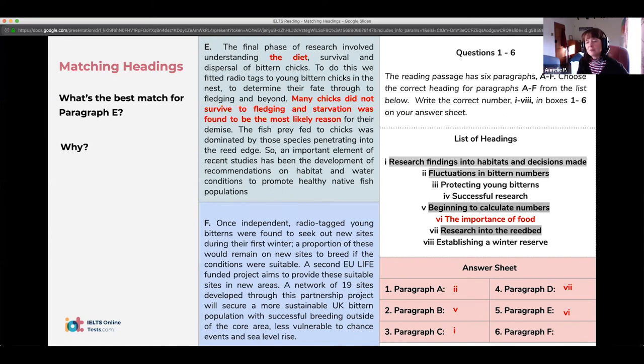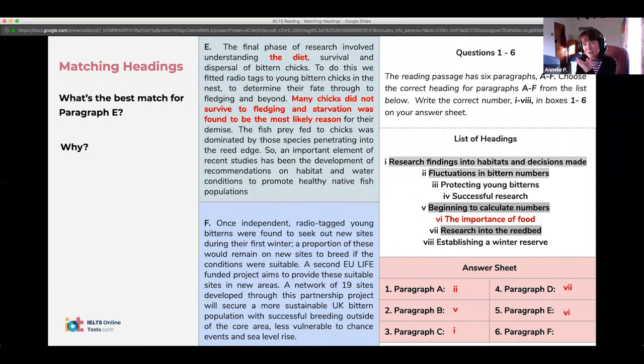Okay. Oh, hi, Mohammed. Yeah, exactly. So it's not talking about protection or preservation. That's not the main idea. It's really focused on what's causing the problem for the chicks. It's the food. So that's the most important thing in terms of their survival. So the focus is on diet and therefore food.